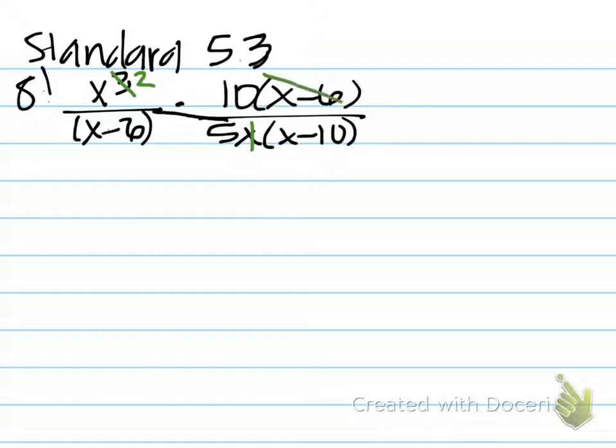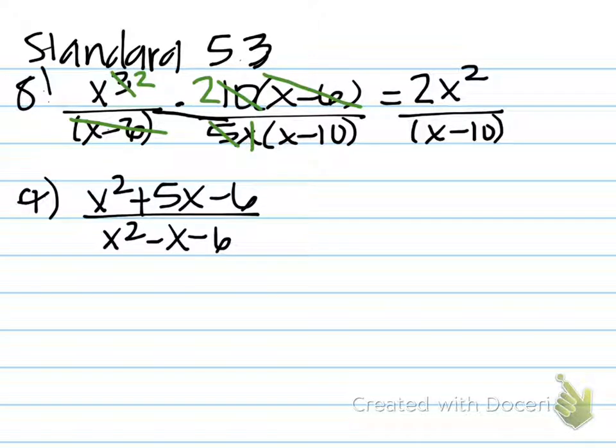I have an x minus 6 on the top and an x minus 6 on the bottom, so I'm left with x squared. Whoop, there's one more thing I can reduce. This 5 right here will reduce with this 10, and I'm left with 2. So I have 2x squared over x minus 10.